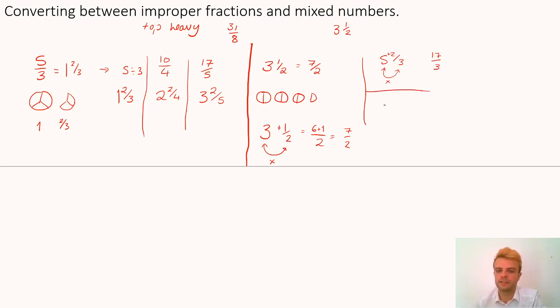Let's do another one. Let's do 7 and a half. Well, we times these together. 7 times 2 is 14, plus the 1 is 15, so it's 15 over 2. Okay, one more. 8 and 1/4. 8 times 4, multiplying those together is 32, plus the extra 1 on top, that makes 33, so it's 33/4. The denominator stays the same.